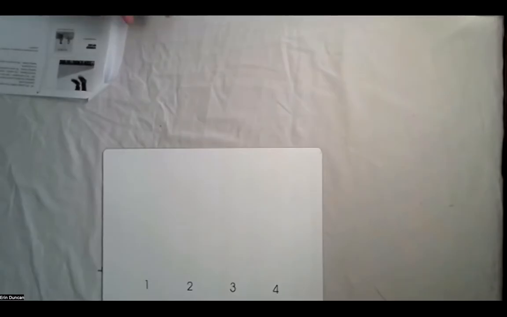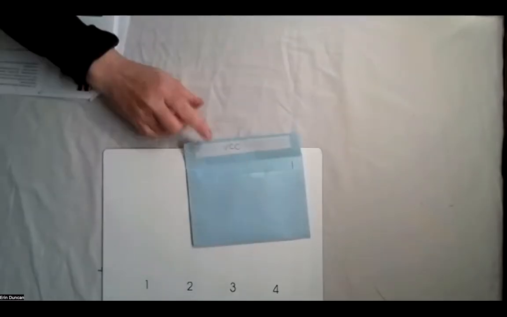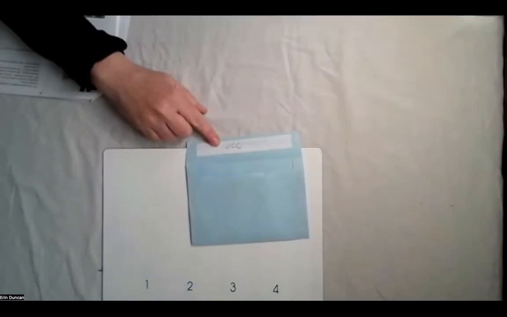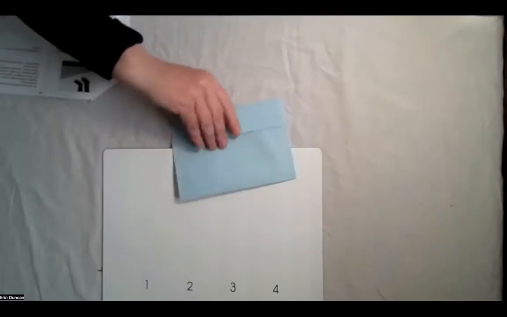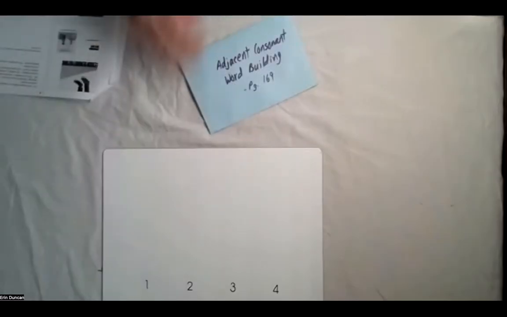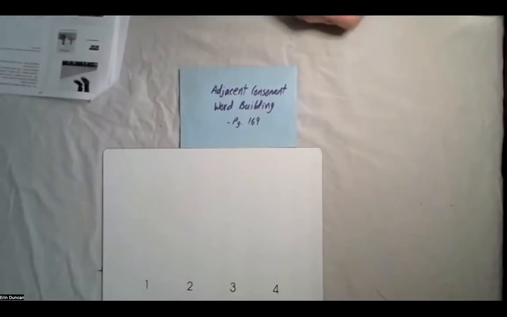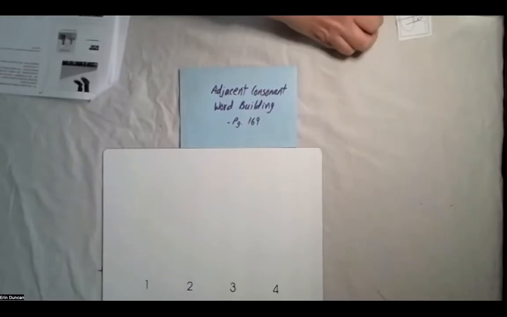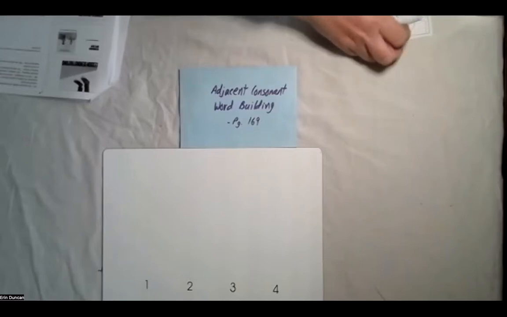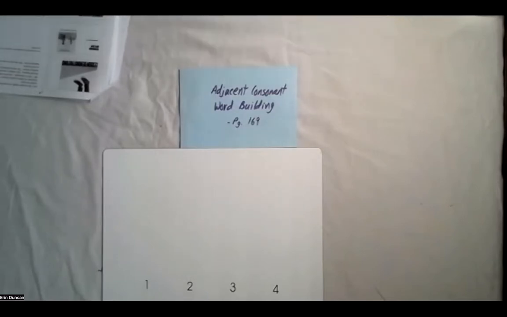And I like this. The first list I'm going to do is the one that's vowel, consonant, consonants. And it is adjacent consonant word building on page 169. And I like this particular list because these are words we don't see and read every day. So it's nice for some of the older kids to work with sometimes.